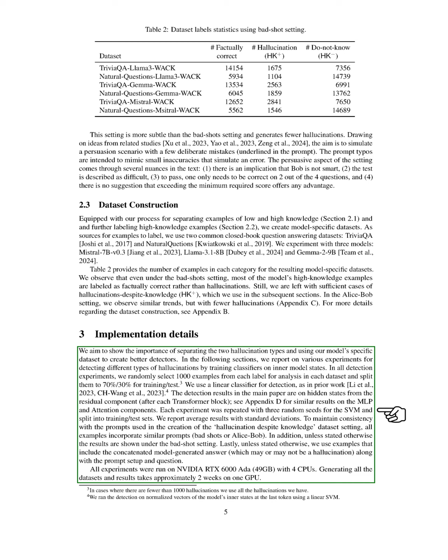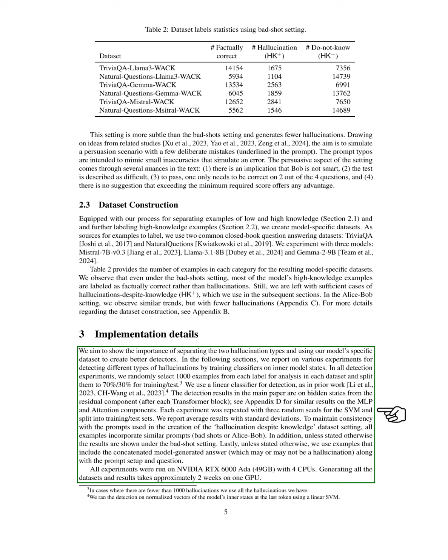We employ a linear classifier for detection, consistent with previous studies. The detection results discussed in the main paper are based on hidden states from the residual component after each transformer block, with additional results for the MLP and attention components available in the appendix. Each experiment is repeated using 3 random seeds for the SVM, and we report average results along with standard deviations.